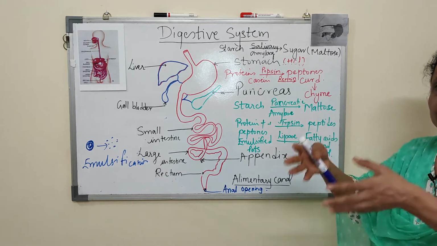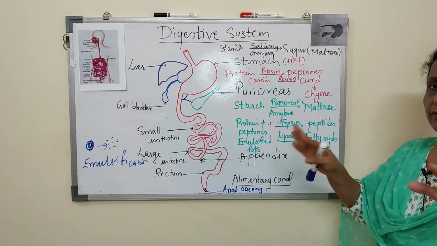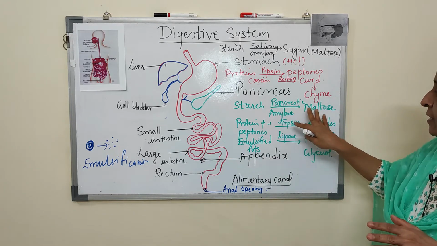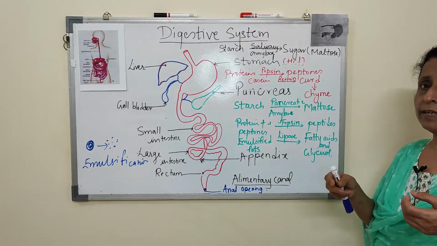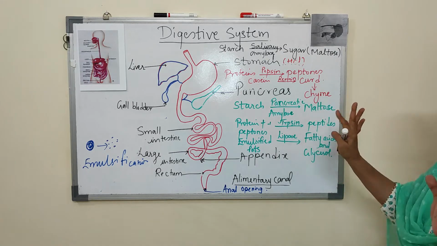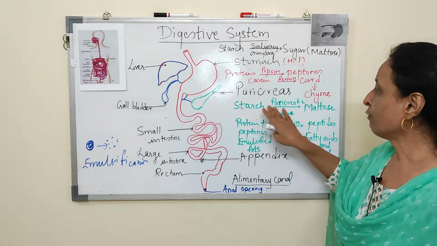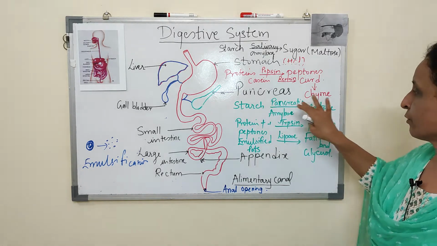Slowly everything will get digested. And then the waste which cannot be digested will be thrown out of the body. But here this has converted into maltose, which will ultimately get converted into glucose, which will give us energy. So we have reached here. Step by step digestion is taking place. So amylase from the pancreatic juice is converting starch into maltose.